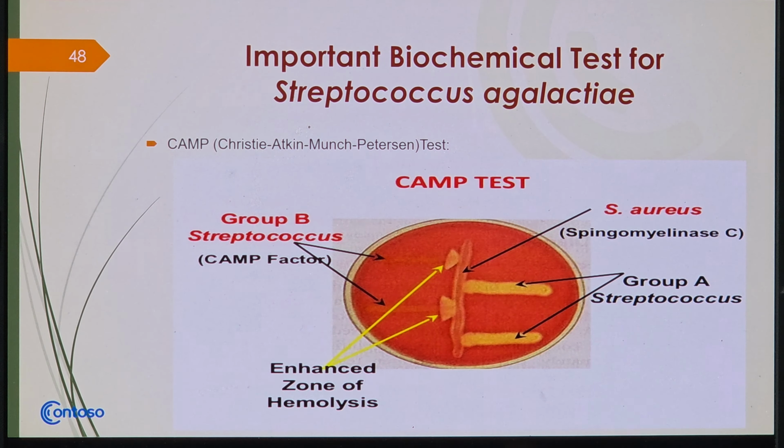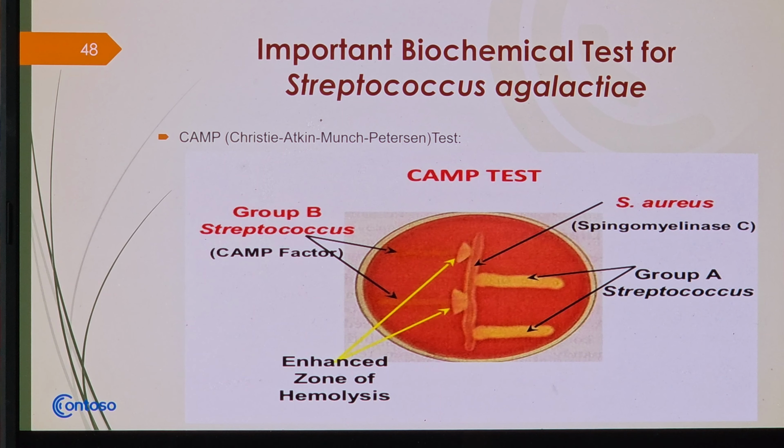Now, the important biochemical test for Streptococcus agalactiae. Here the CAMP test is used. CAMP stands for Christie-Atkins-Munch-Petersen test. CAMP is a factor. It is a phospholipase produced by group B Streptococcus that enhances the hemolysis of Staphylococcus aureus.